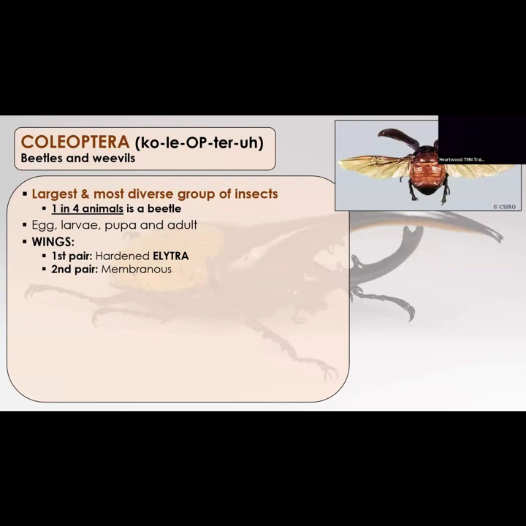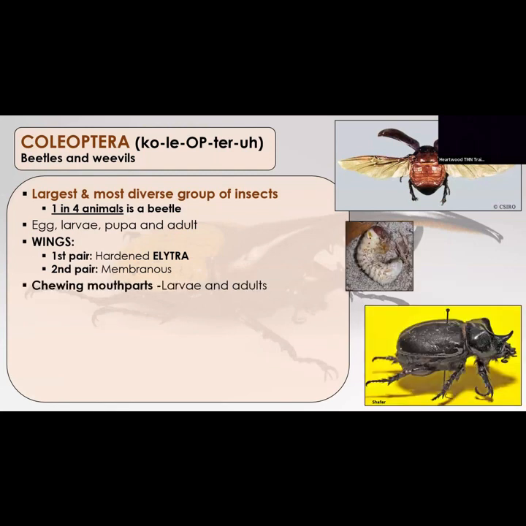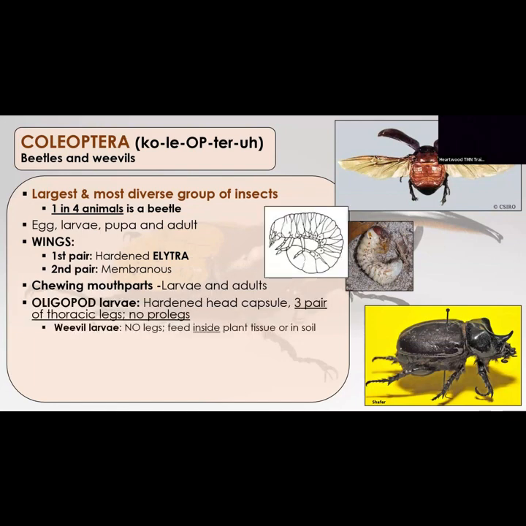Their first pair of wings are called elytra. They're hardened. They still can be very good flyers. That second pair is membranous. They have chewing mouthparts on the larva and the adults. Oligopod, so that's how a lot of their larvae look. They've got the legs in the front and they go around. Weevil larvae have modifications, but that has more to do with where the larvae live. But most beetle larvae have this overall gestalt.